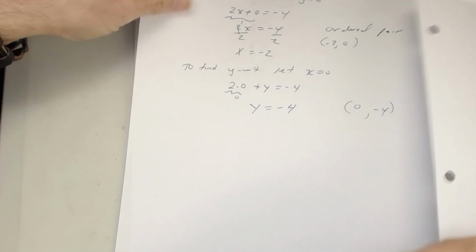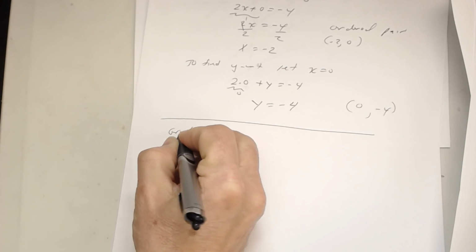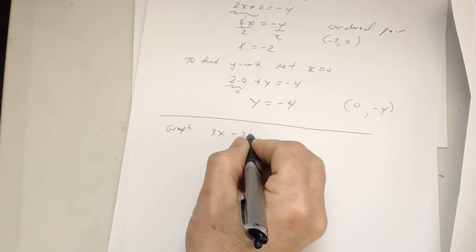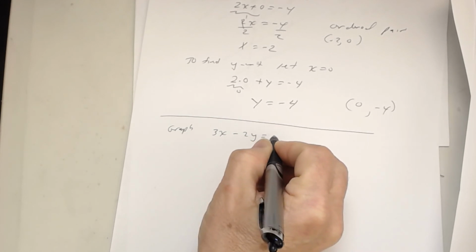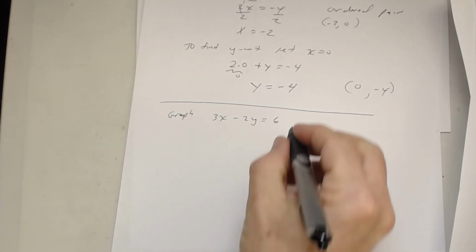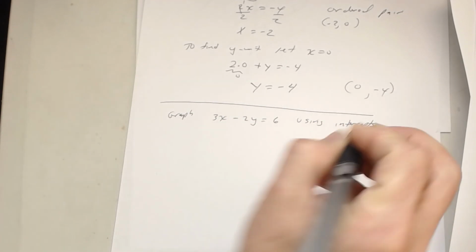All right, suppose we had this. Let's graph 3x minus 2y equals 6 using intercepts. Remember, this is a line. This is a linear equation. So we're going to find the x and y-intercept.